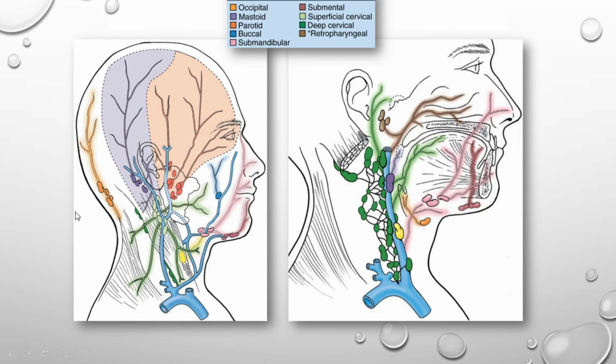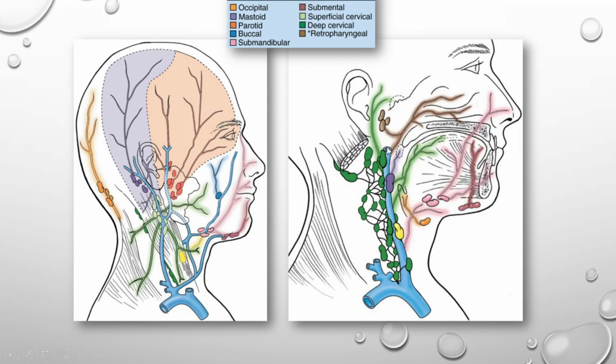We then have superficial cervical nodes, which sit, as the name would suggest, superficially. So they are superficial to sternocleidomastoid. Sternocleidomastoid is often used as a landmark for many things. So in this case, the nodes that sit superficially to it are known as superficial cervical nodes, and those that lie deep to sternocleidomastoid and surround the internal jugular vein we refer to as deep cervical lymph nodes.